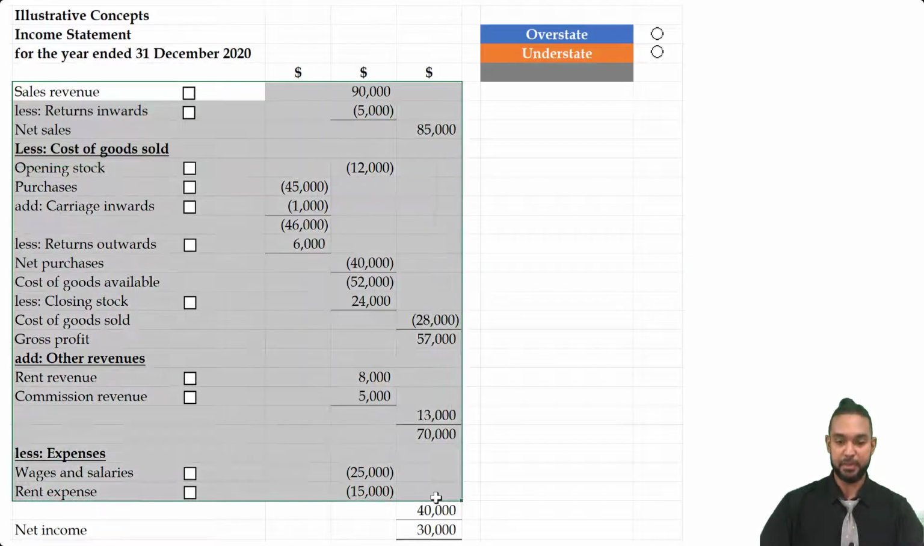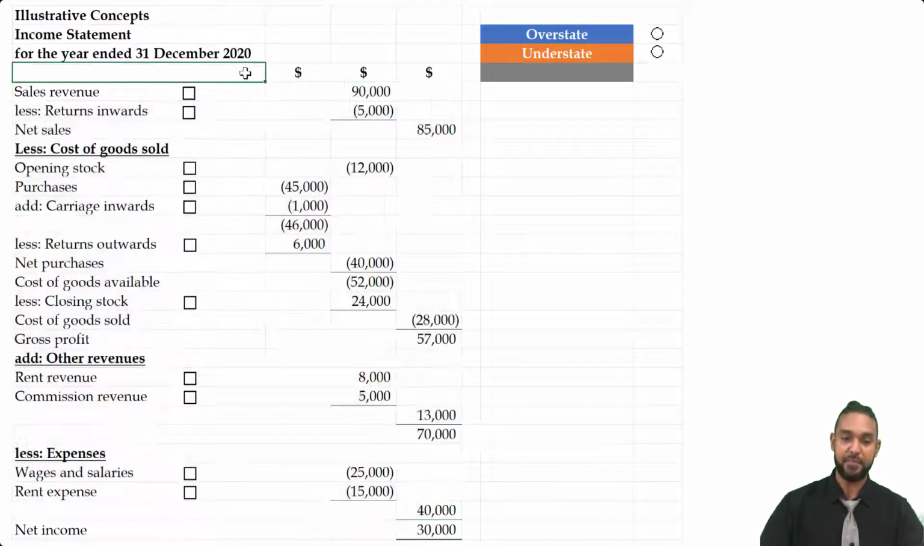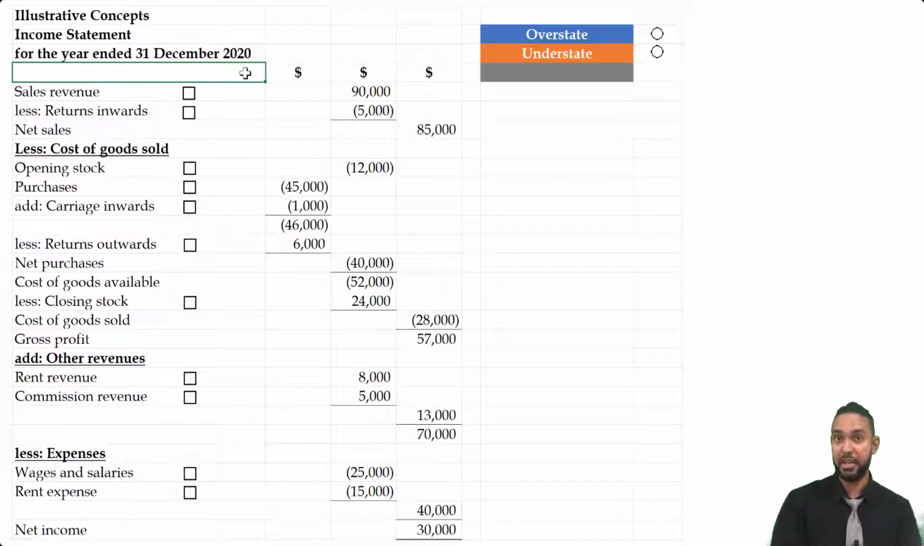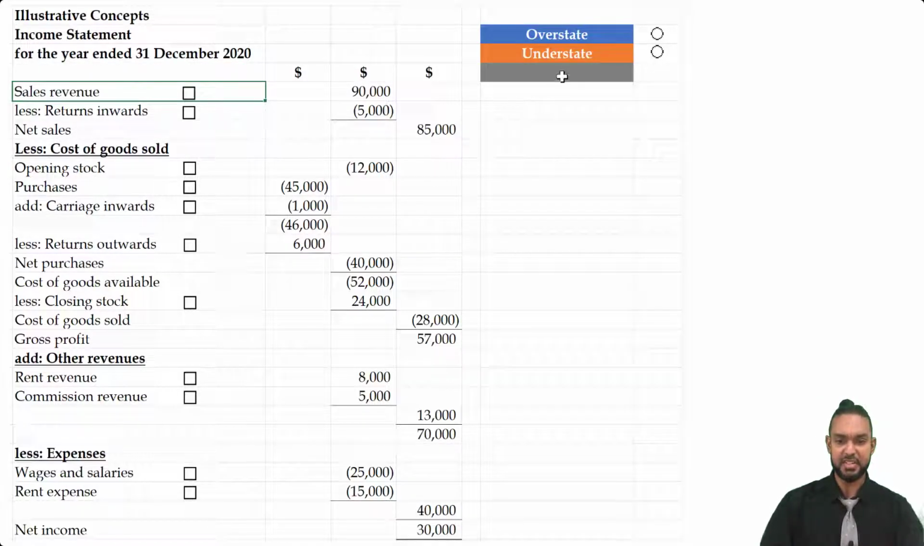Right, so we have an income statement here. Now, these figures are independent of the example. They have no connection to the examples, but I'm going to use this income statement to help illustrate the effects of the errors on net income and what happens to net income when we correct the errors. So the first item was that sales revenue was understated by $6,000. So we are going to understate sales revenue by $6,000.